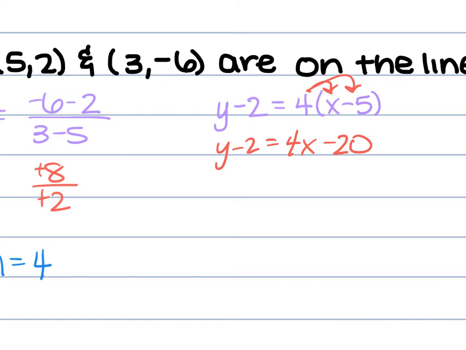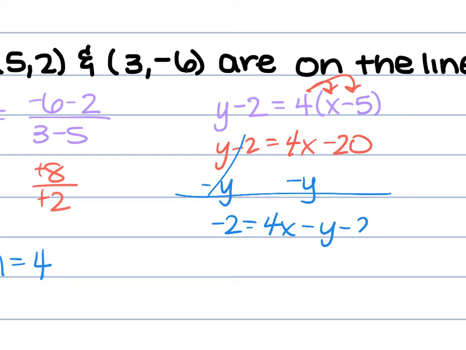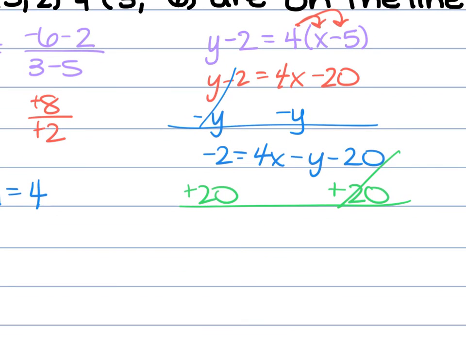I'm going to move the y over. So I have -2 is equal to 4x minus y minus 20. I'm going to move the 20 over by adding it. And I get 4x minus y is equal to 18.